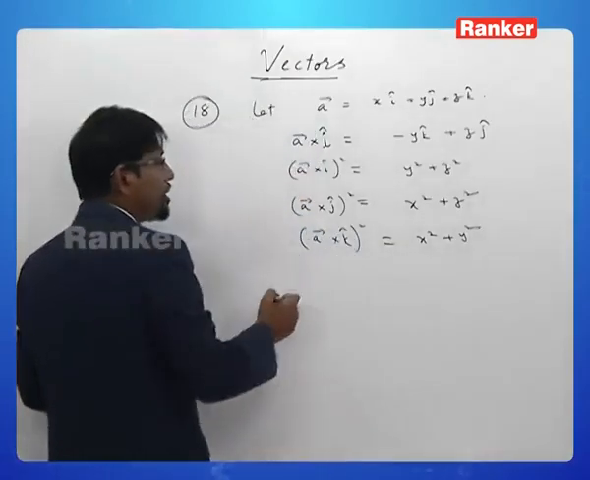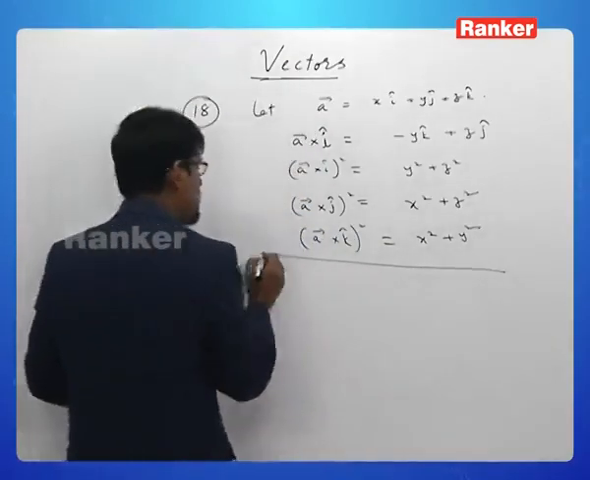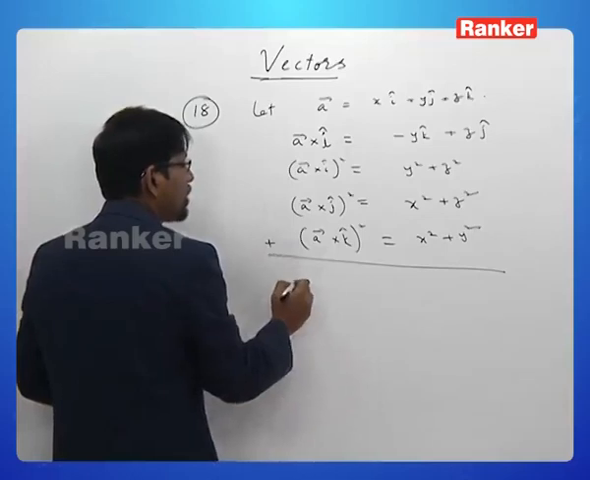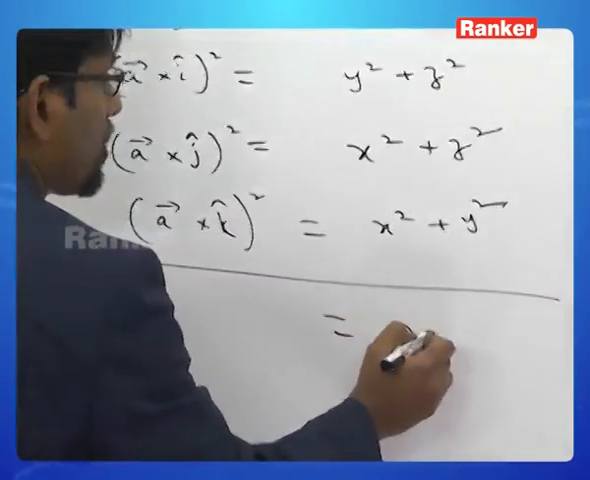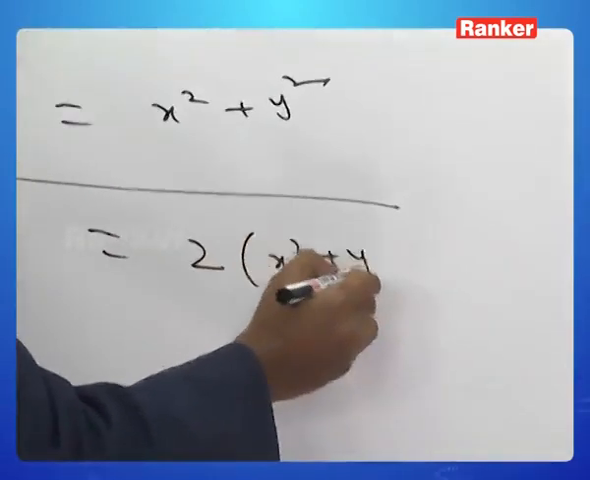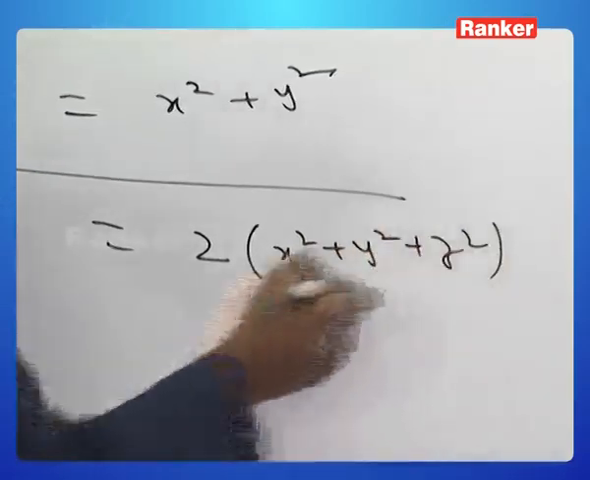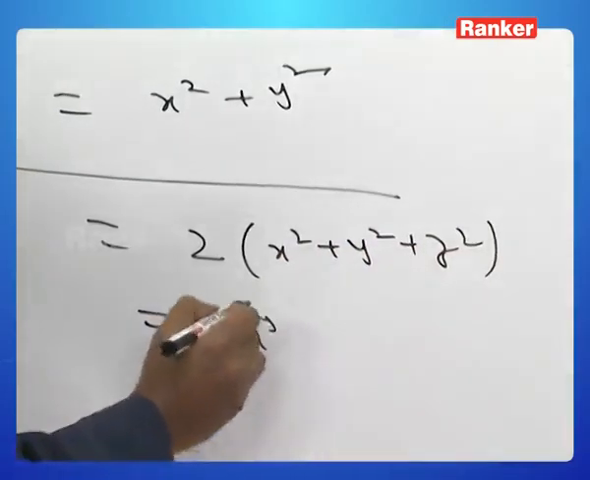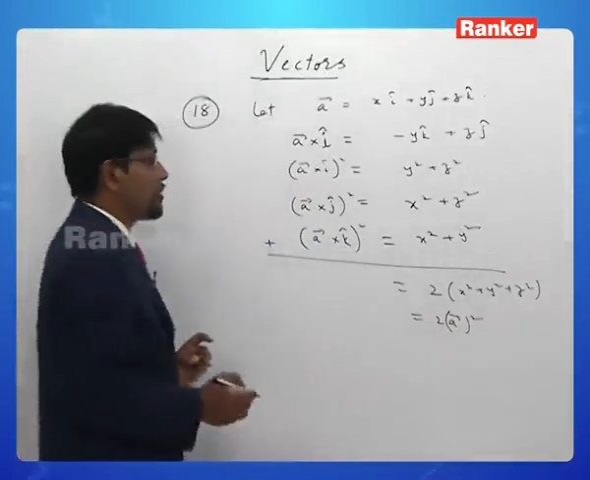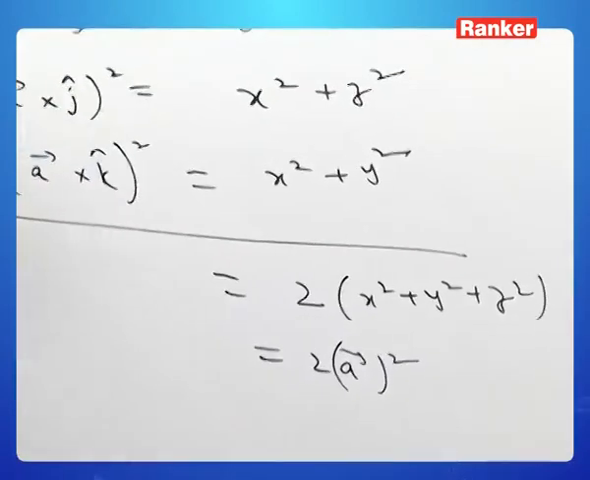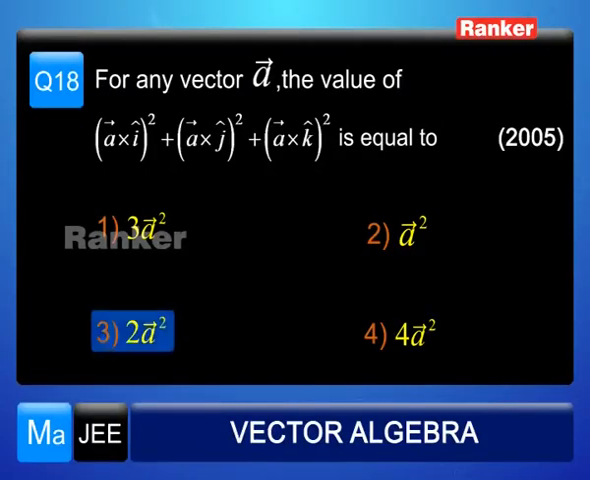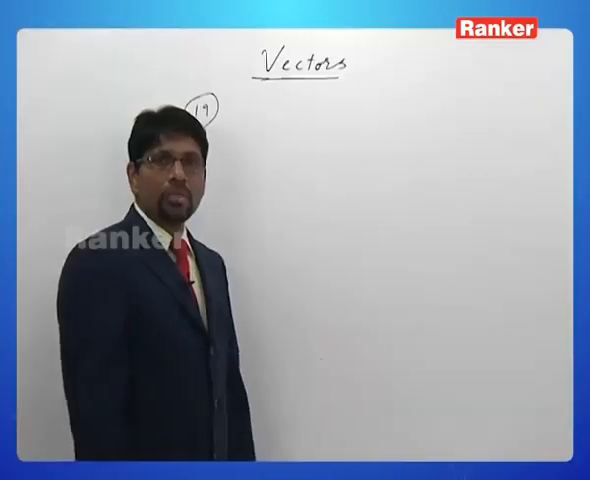So when you add up all these three, summing up, we get on the right hand side 2 times x square plus y square plus z square, which is nothing but 2 times the magnitude of a square. So 2 into a bar square. Therefore, option 3 is the right answer. Let's move on to the next question.